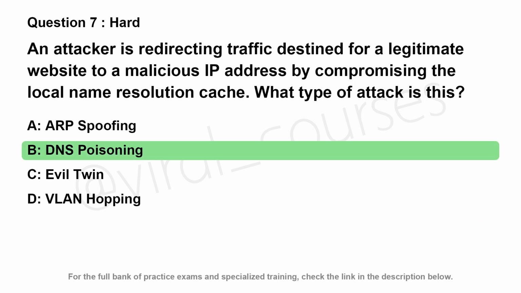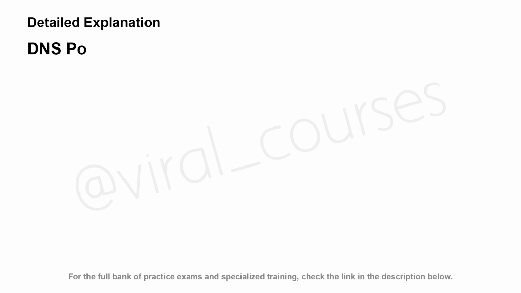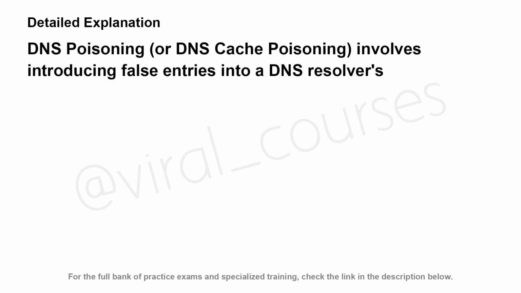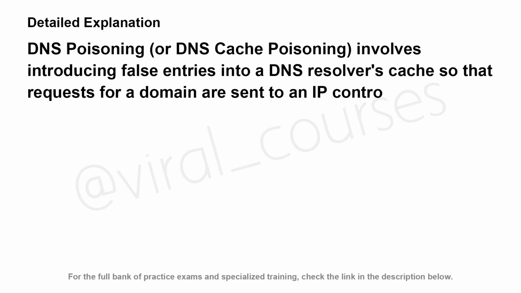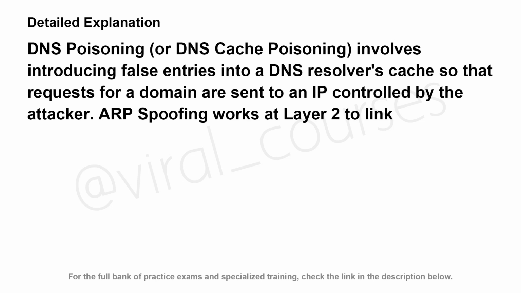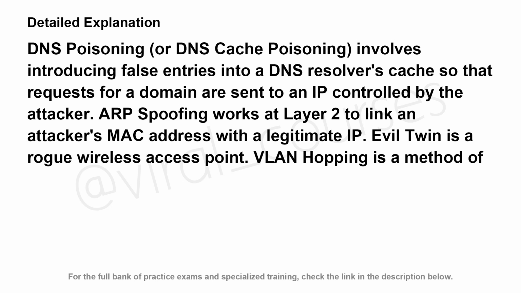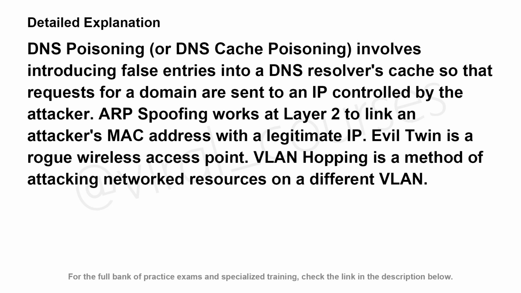The correct answer is B. DNS poisoning, or DNS cache poisoning, involves introducing false entries into a DNS resolver's cache so that requests for a domain are sent to an IP controlled by the attacker. ARP spoofing works at layer 2 to link an attacker's MAC address with a legitimate IP. Evil twin is a rogue wireless access point. VLAN hopping is a method of attacking networked resources on a different VLAN.